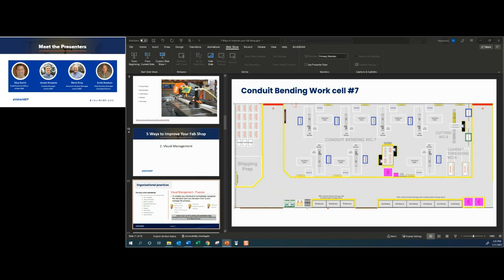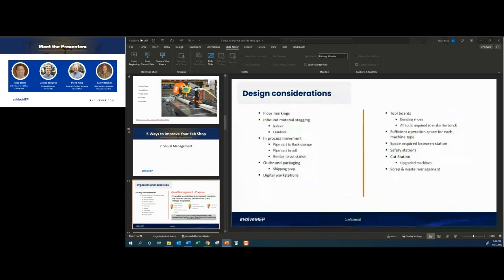I remember talking to Andy about this, and what their current workflow was. Where was the inbound material? Where does the finished product go? How do you get it to a cut area? All those things. And so we started to think like a manufacturer, and we started to build out these work cells and organize this conduit bending cell. And we can talk a little bit about that with Andy in a minute. But there was a lot of design considerations here for that.